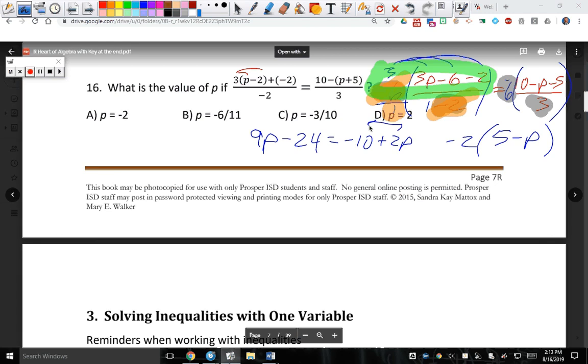From here, move the 2, move the 24. My answer is D. P is 2. Nicely done, Jackson. LCD, get rid of both denominators, is a lot less work than cross multiply and divide a lot of times. And they test that.